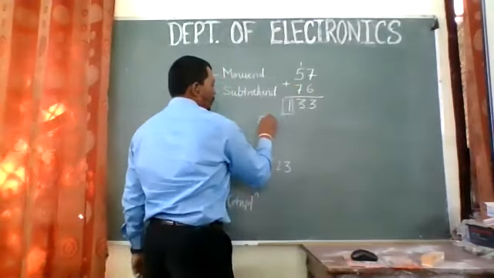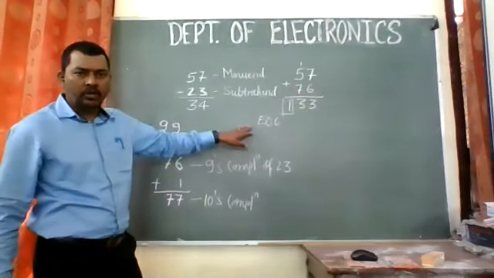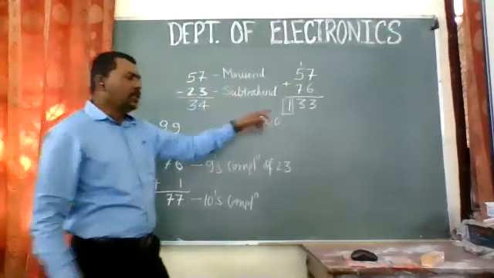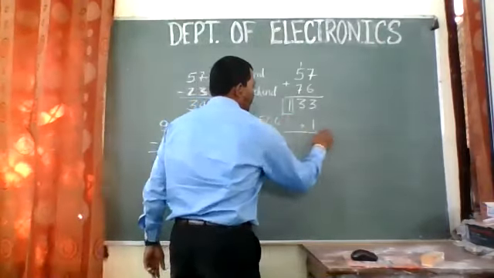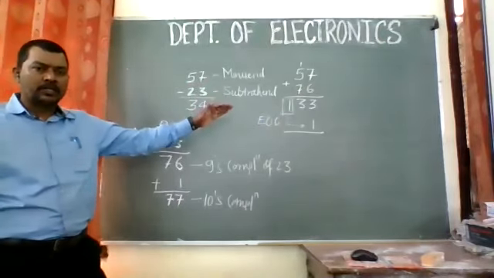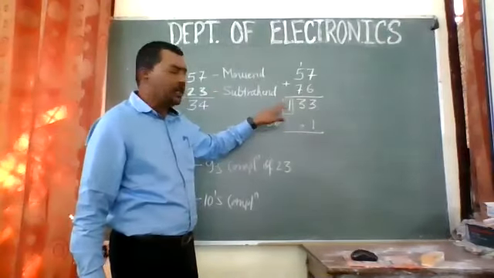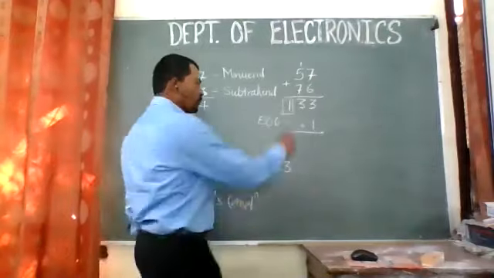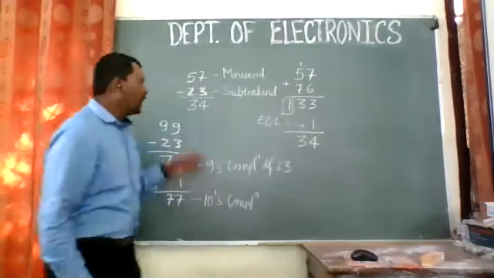We call this an end-around carry. Whenever we add the nines complement, we need to add this carry back to the result. So I am adding this one again to the result. Earlier we got 133. This was the end-around carry, so I am adding this one to it. We get the number 34.